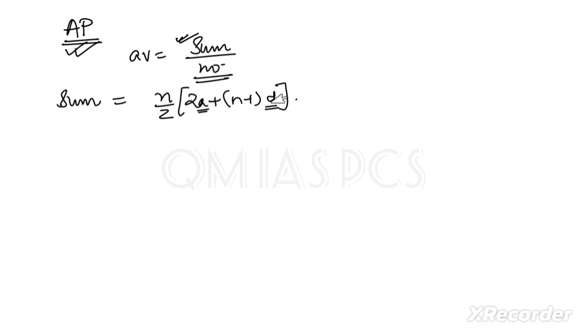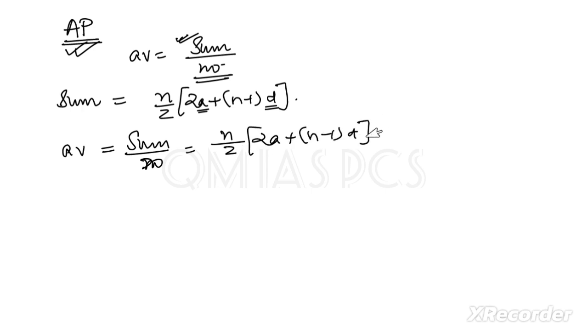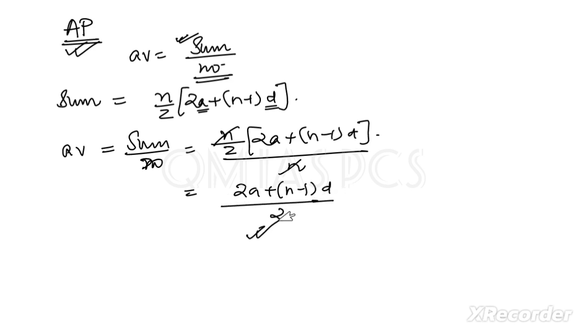This is the formula. If it is asked about the average, how can you write the average? Average will be sum divided by the number of terms. So n by 2 (2a plus (n minus 1) d) divided by the total number n. So this n will be cancelled out. The answer will be (2a plus (n minus 1) d) divided by 2. This is a simple answer. Sometimes in books you will simply get this formula, so you have to understand how this formula comes from.